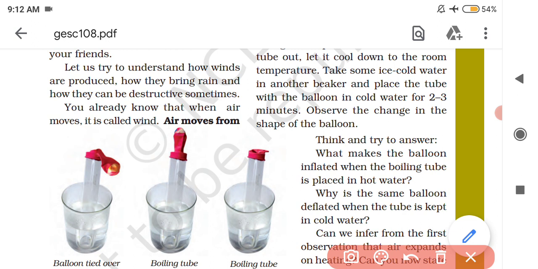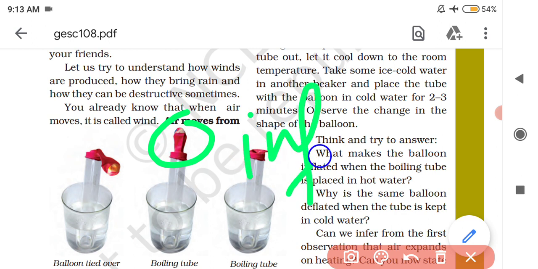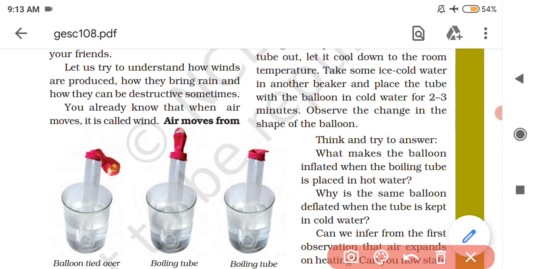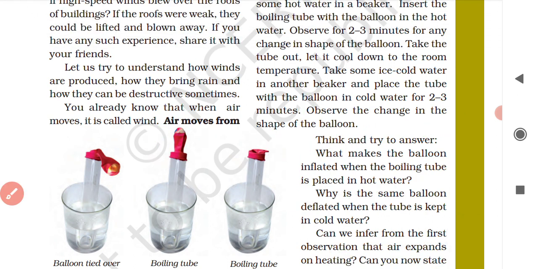and then it will expand and its volume increases. So this increased volume of air will fill this balloon, due to which the balloon will get inflated. Clear? Understood? So it is this expansion of air on heating which inflates the balloon when the boiling tube is placed in hot water. So this activity concludes that air expands on heating.